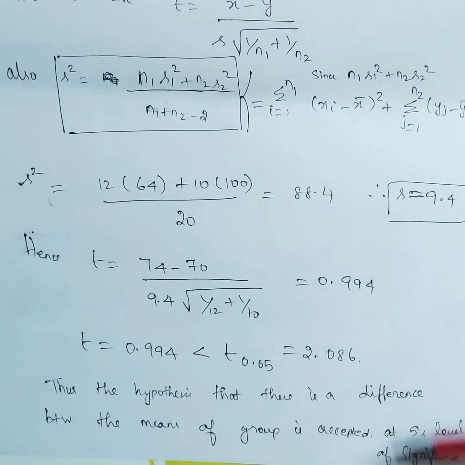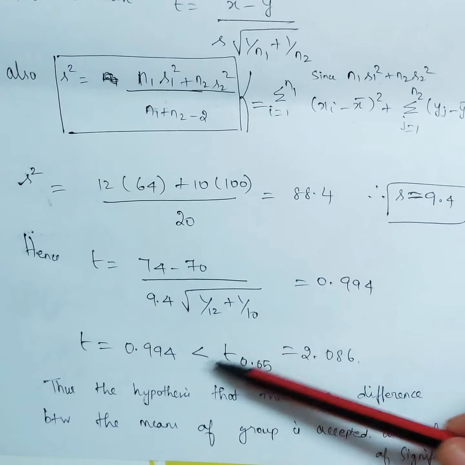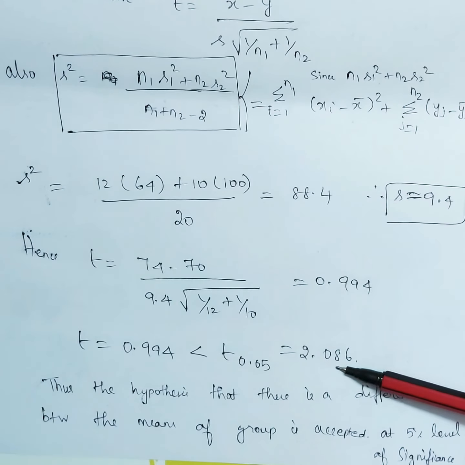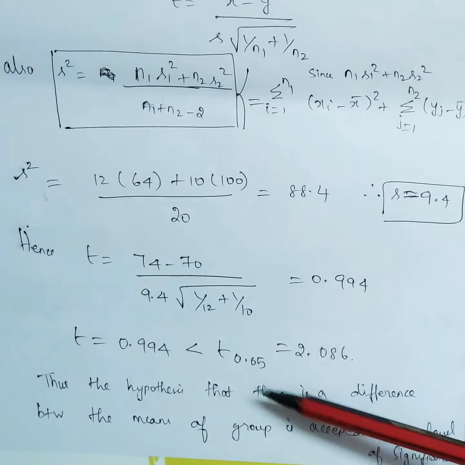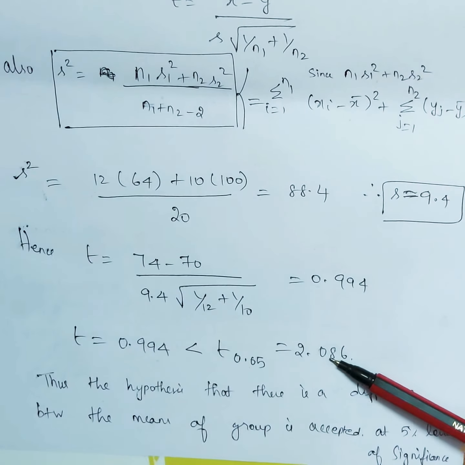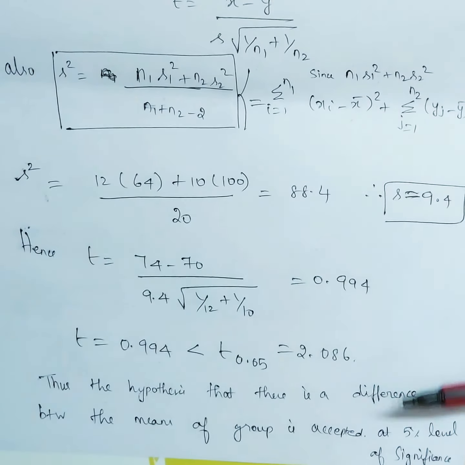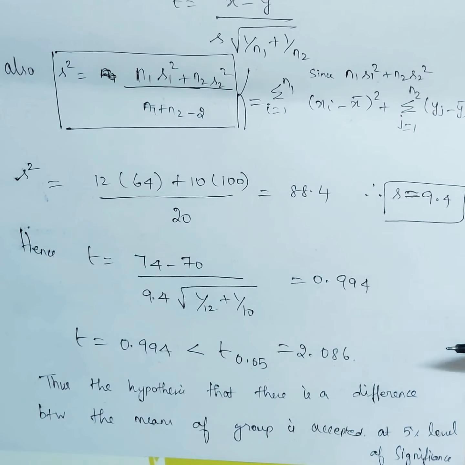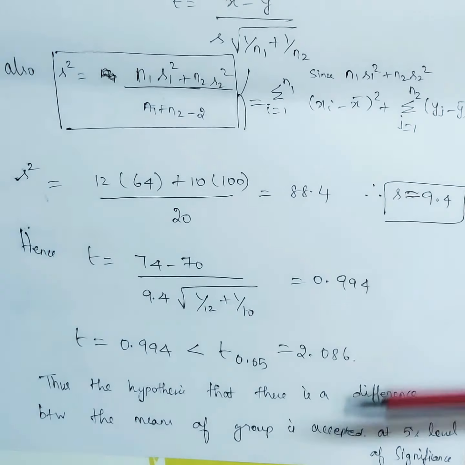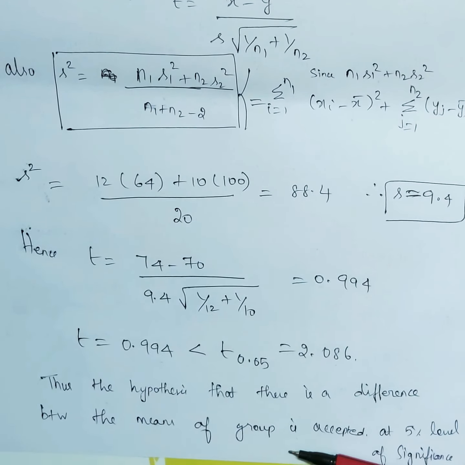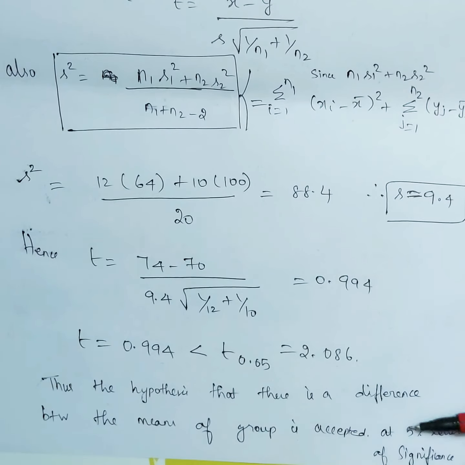If you see, this value 0.994 is less than what is given in the question. In the question, this t value they have given is 2.086. So 0.994 is less than 2.086. So we accept the hypothesis. Actually, we won't say accept, we will say we will not reject the hypothesis. So thus the hypothesis that there is a difference between the mean of the group is accepted at 5% level of significance.